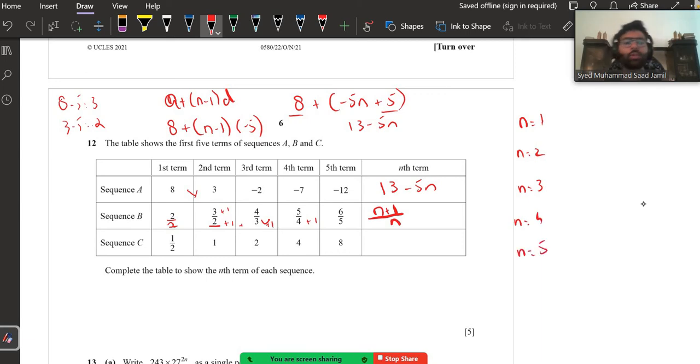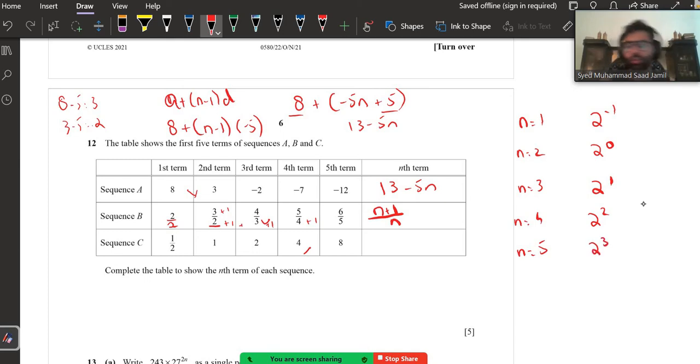The first term is 1 upon 2, which I can write as 2 raised to power minus 1. The second term is going to be 2 raised to power 0, because 2 raised to power 0 is 1. The third term is going to be 2 raised to power 1. Fourth is going to be 2 raised to power 2, because 2 raised to power 2 is 4. And the fifth one is 2 raised to power 3.